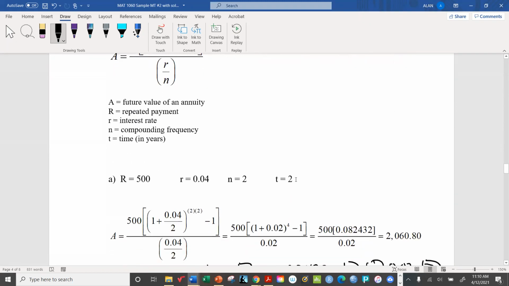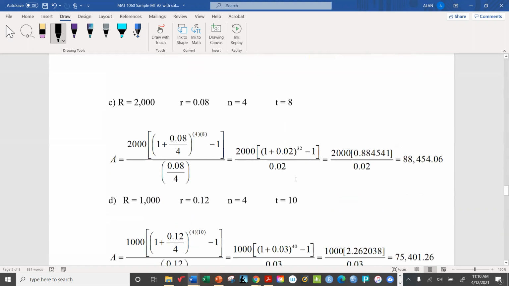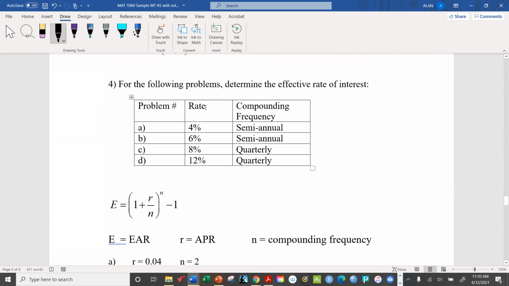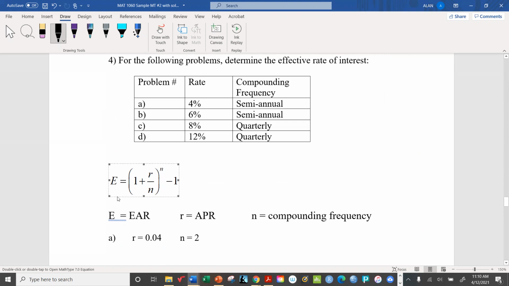What we're trying to do now is calculate EARs. Given these rates, this rate is an APR, by the way. That R that we see in all of our formulas is an APR. The EAR basically takes that and extends it to include compound interest. The formula is very simple compared to what we've just been doing. We have E, which is the EAR, little r is APR, and N is the compounding frequency. And that's all that we need to know.